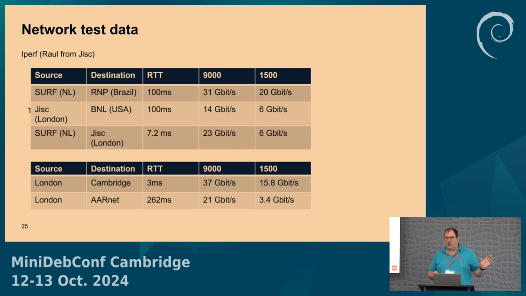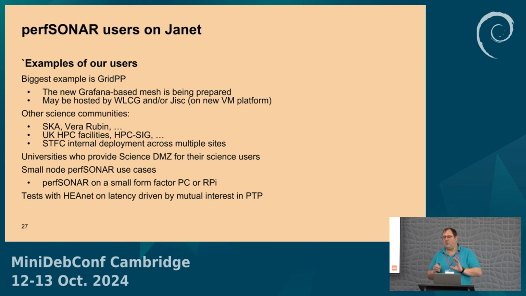And as I think I mentioned earlier, one of the big issues right at the top end is kernel performance and just shifting the number of packets. So bigger packets are easier to shift. We've moved to a new Grafana-based mesh, which has caused a little bit of disruption, but is clearly more sustainable.